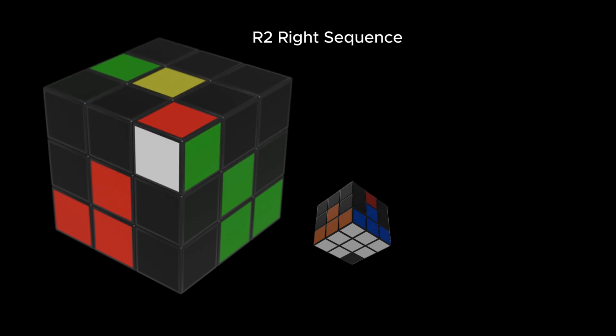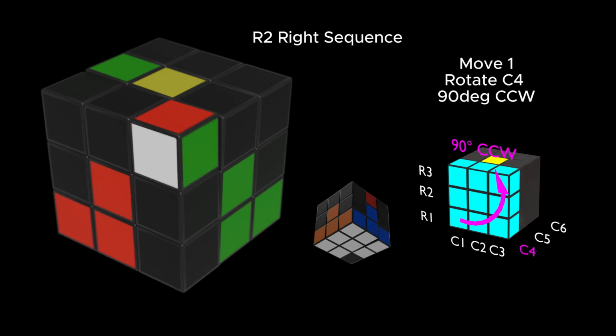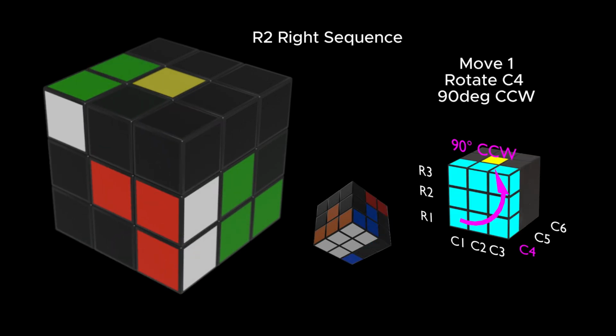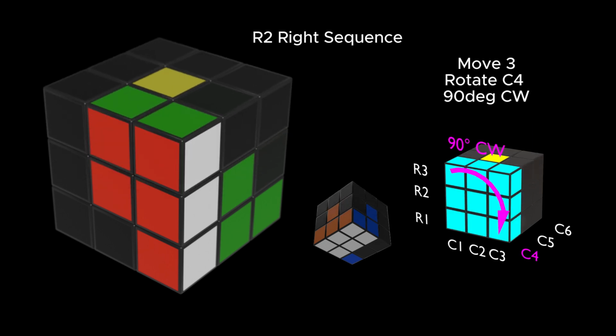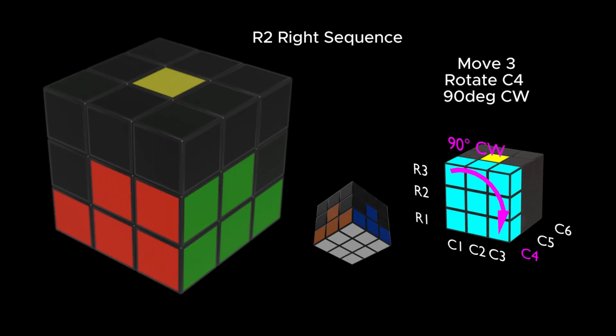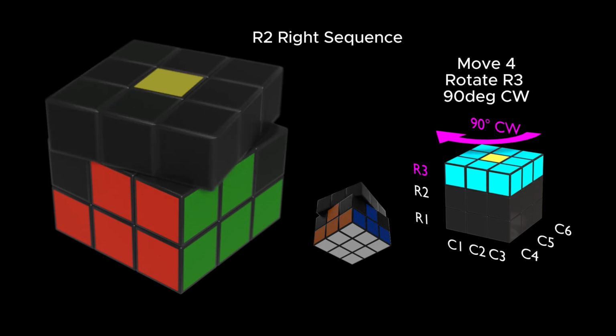Now, we are going to use a new sequence set of 4 moves, similar to the one that we learned, but in a different direction. Rotate column 4 90 degrees counterclockwise. Rotate row 3 90 degrees counterclockwise. Rotate column 4 90 degrees clockwise. Rotate row 3 90 degrees clockwise.